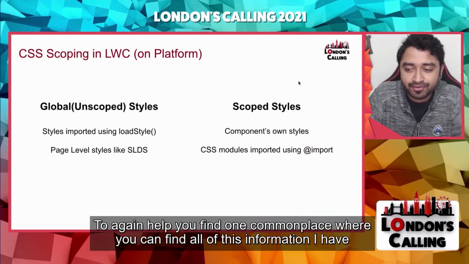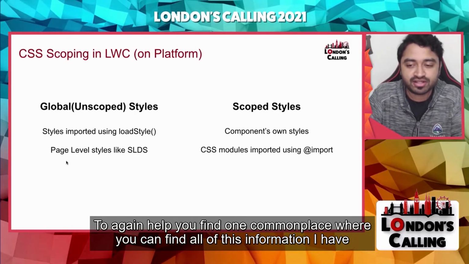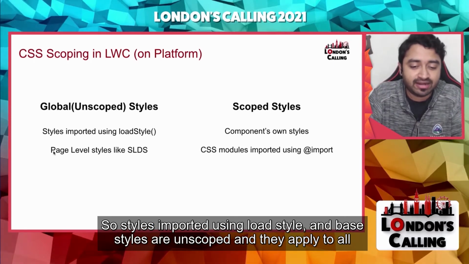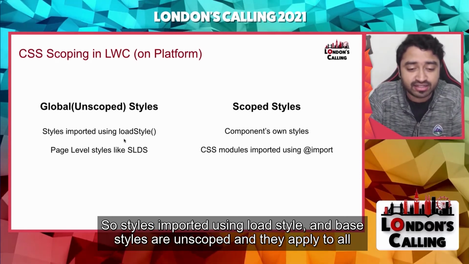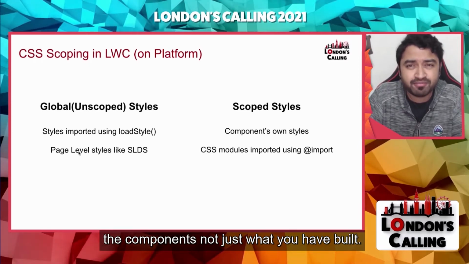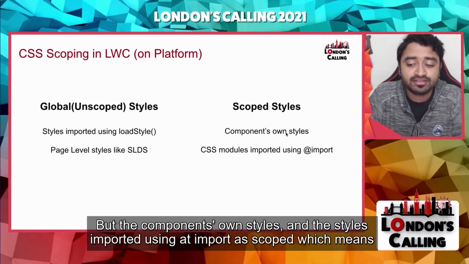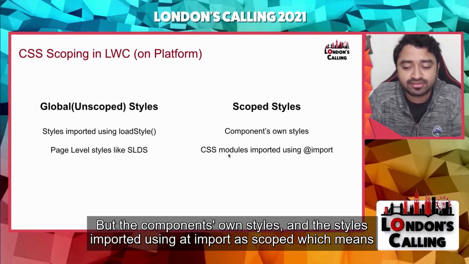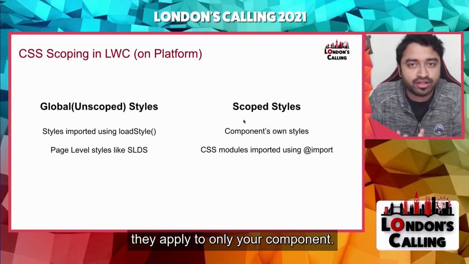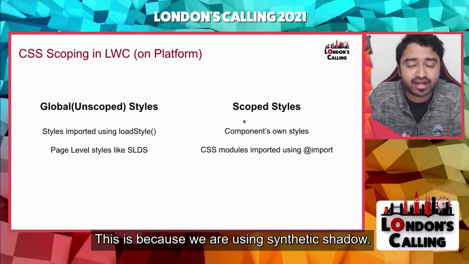And to again help you find one common place where you can find all of this information, I've put this slide. So styles imported using load style and page level styles like SLDS are unscoped. So they apply to all the components, not just what you have built, but the entire Lightning experience. But the component's own styles and the styles imported using @import are scoped, which means they apply to only your component. And this is because we are using synthetic shadow.